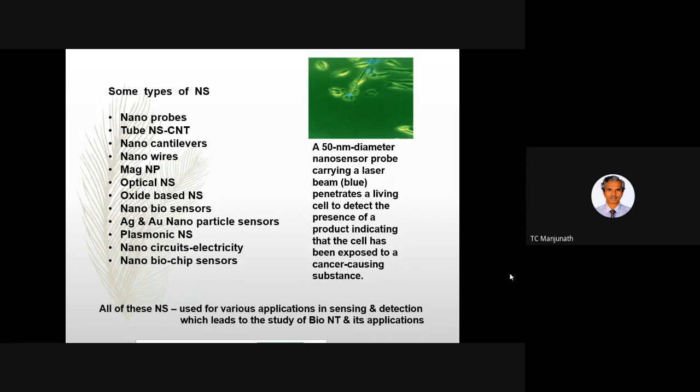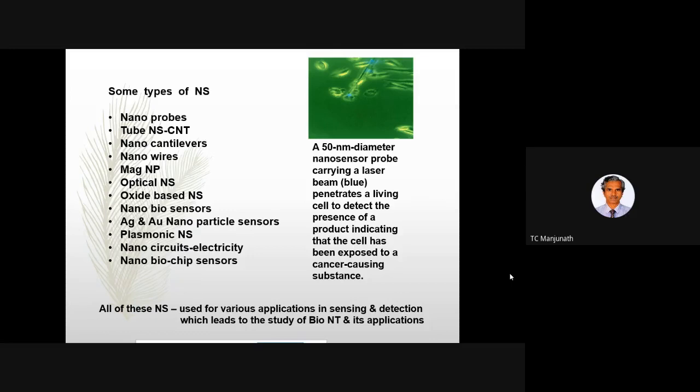All these types of nano sensors I have mentioned in the previous cases and in this particular slide can be used for various applications in sensing and detection, which leads to the study of what is called bio nanotechnology and its nano applications. Now, sensors play a very important role. Without nano sensors, you cannot make a system work efficiently, because with no feedback it becomes an open loop system, just like an artificial human being without eyes. Remember, if the human being doesn't have eyes, the most powerful sensors, which are nothing but the cameras in artificial systems, it will become an open loop system.